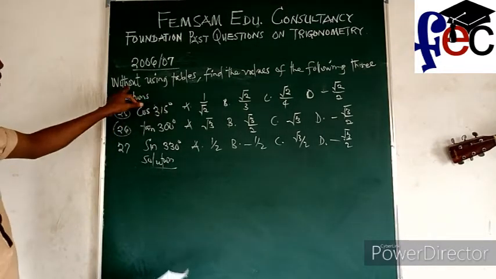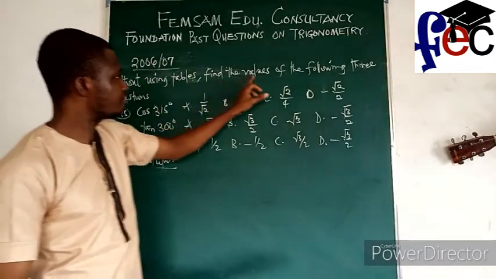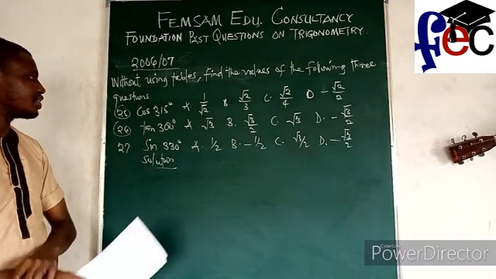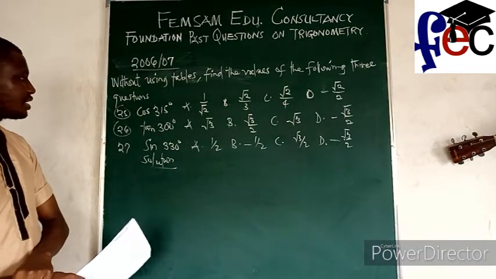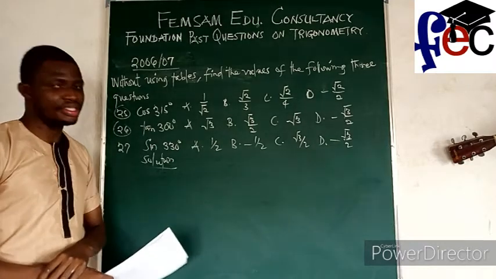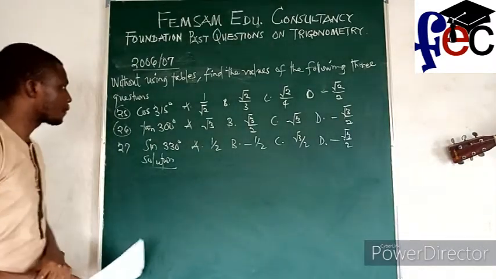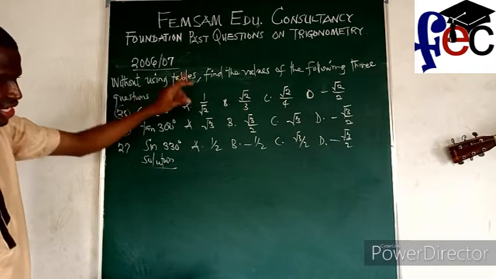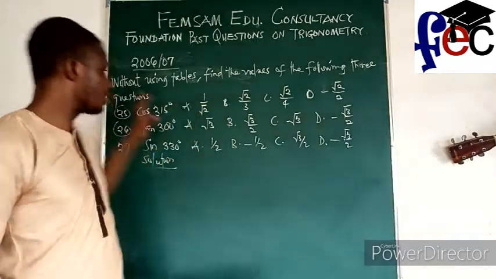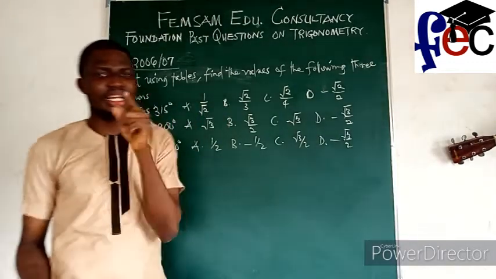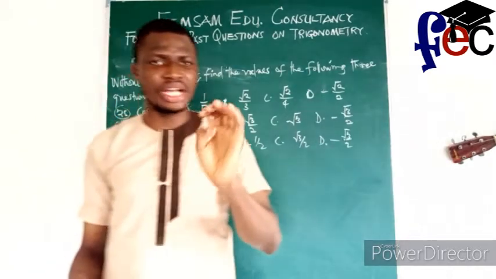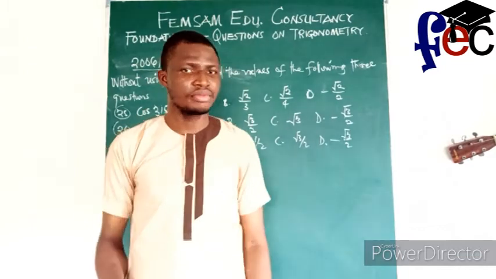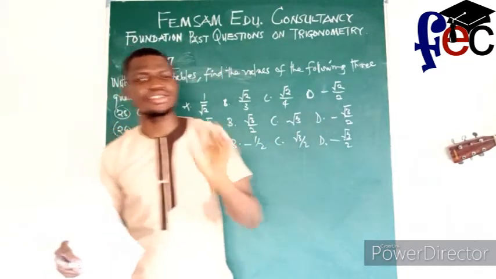The question says, without using tables, find the values of the following three questions, which are these: cos 315 degrees, tan 300 degrees, and sine 330 degrees. All right. So now, but take note, the moment the question says without using tables, that shows that under trigonometry, it means that the kind of angles that will be given are angles that you are familiar with. We usually call them special angles. They are angles that you can easily get their trigonometric ratios.